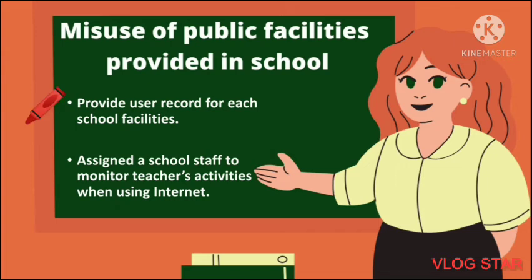Misuse of public facilities provided in school. First, provide a user record for each school facility, to be more specific and to know the purpose for which they use the school facilities. And assign school staff to monitor teachers' activities when using the internet. Someone who can monitor every happening in school or in the class.